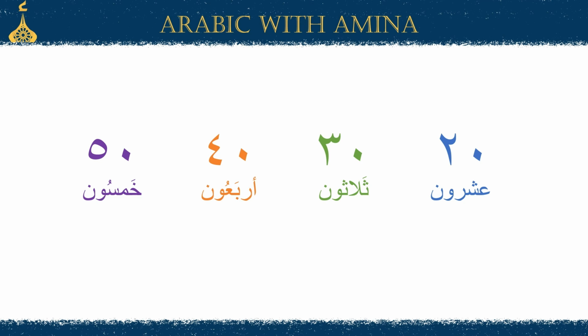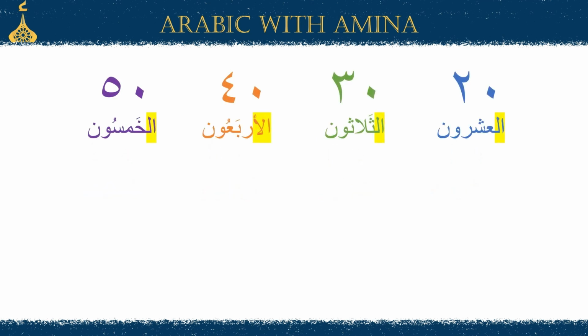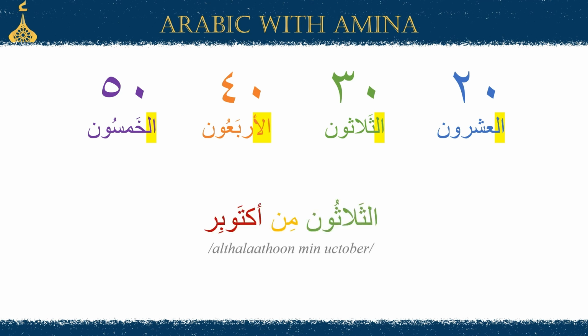Moving on to how to say the ordinal form of numbers such as 20, 30, 40, 50. How do we say the 40th or the 20th? Well, it's very simple for these numbers. We simply add al-ta'rif to the beginning of the word. So al-20 is the 20th, al-30, al-40, al-50. An example in real life is الثلاثون من أكتوبر, the 30th of October.